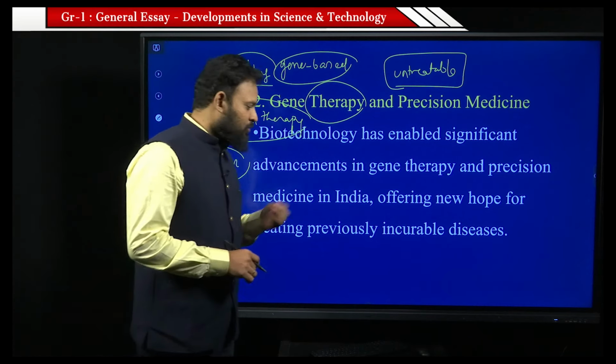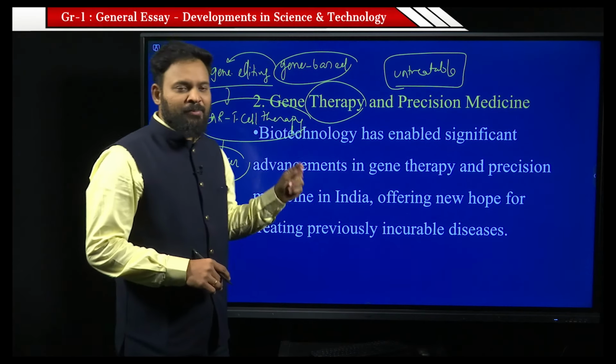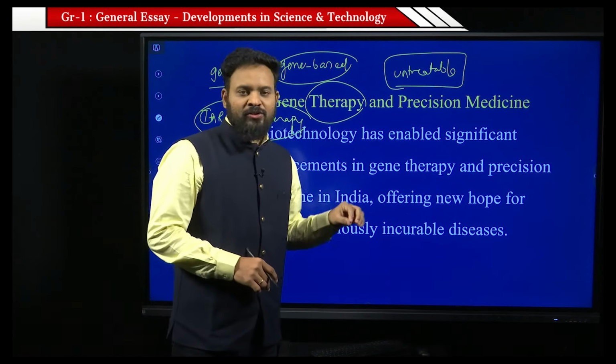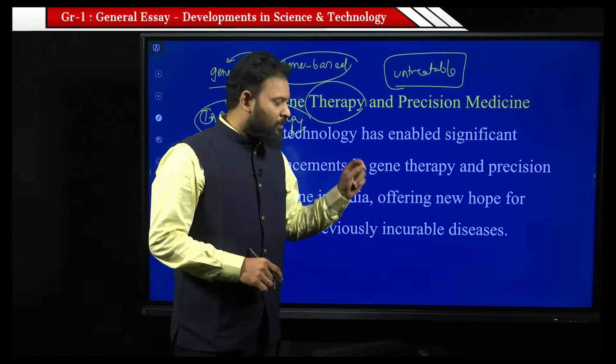See, earlier we used to send medicines across the body, which may have side effects. But now, because of the developments in biotechnology, we don't need to apply that medicine across the body, but to the specific area where the problem exists, thereby reducing the possible side effects. So this is precision medicine in biotechnology which is helping in healthcare. So you need to talk about that.